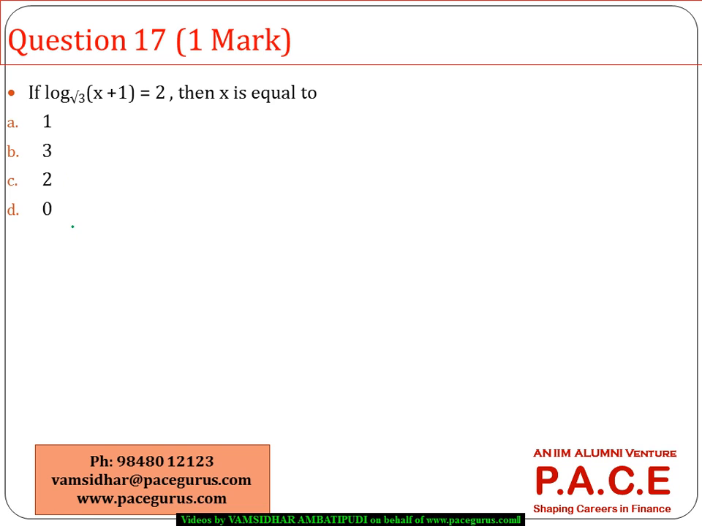If log of x plus 1 to the base root 3 equal to 2, which means x plus 1 equal to root 3 to the power of 2. So x plus 1 equal to 3, which is working out that x equal to 2. A direct question giving an option choice as C, where the answer is 2. Moving on to the next question now.